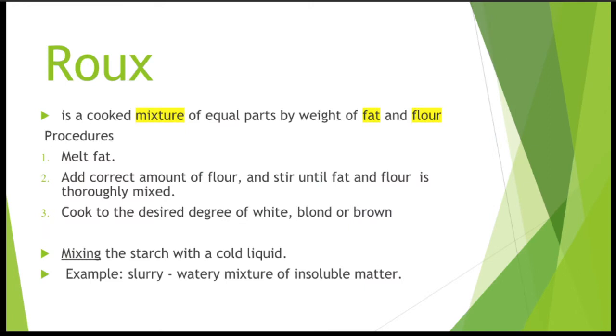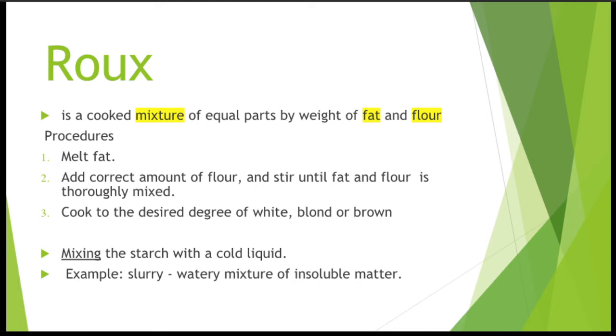The roux is a cooked mixture of equal parts by weight of fat and flour. Procedure: first, you have to melt fat. Then you have to add the correct amount of flour and stir until fat and flour are thoroughly mixed. Cook to the desired degree of white, blonde, or brown.